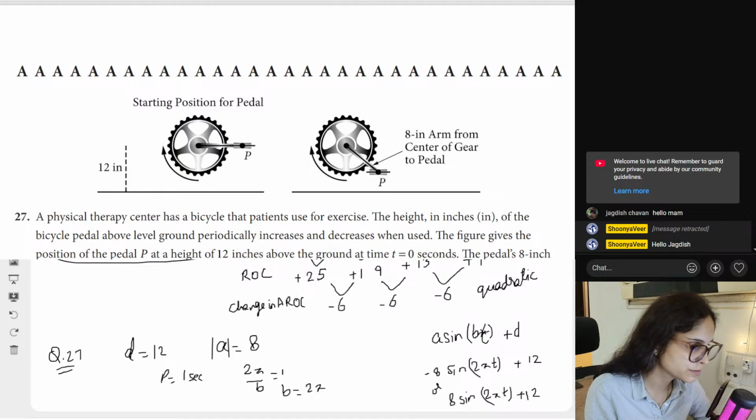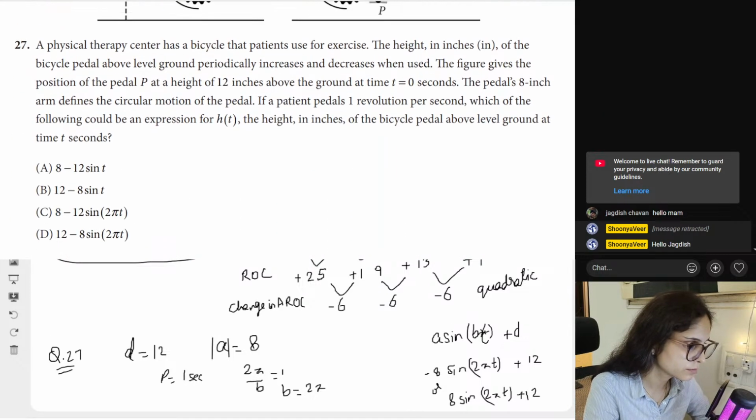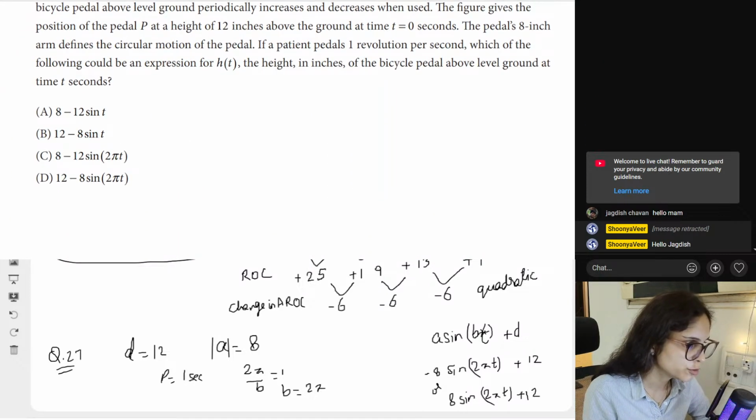And let's see our options. Option D, because that is what matches our requirement. Because 12 should be alone, and sine 2 pi t should be multiplied with 8 or negative 8.